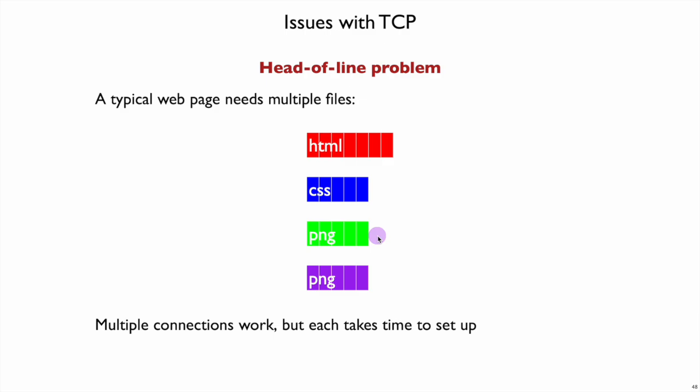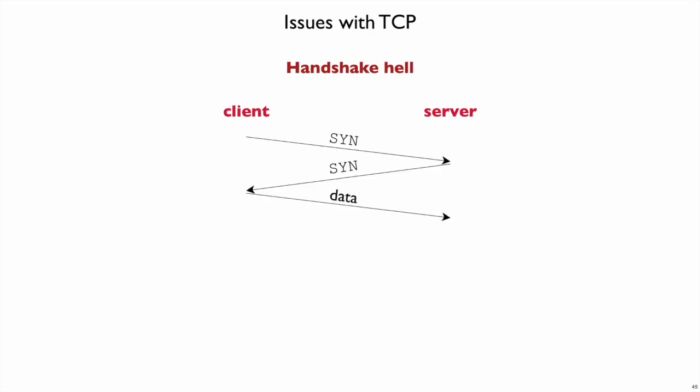But the problem with doing 4 connections is you have to do 4 times the startup. And remember, getting set up means that the client has to send a SYN packet to the server, and the server has to respond before we can actually start sending data. And so we multiply this overhead by n if we create n different connections.